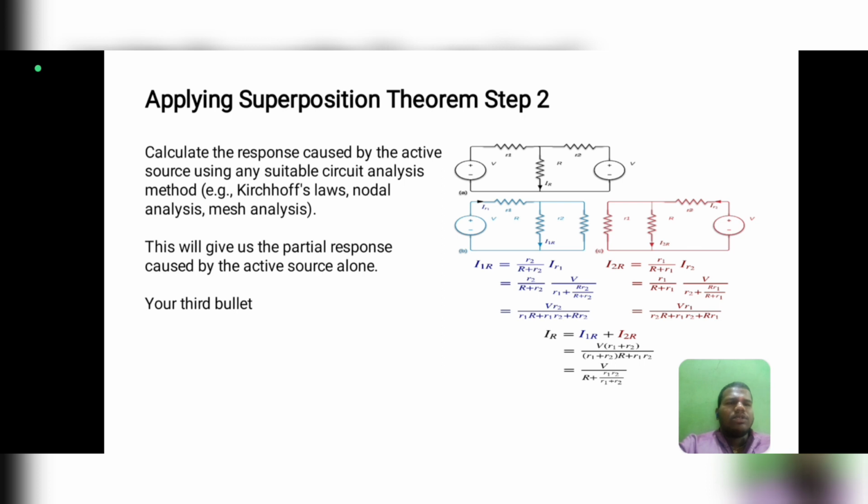Applying superposition theorem, step 2. Calculate the response caused by the active source using any suitable circuit analysis method: Kirchhoff's laws, nodal analysis or mesh analysis. This will give us the partial response caused by the active source alone.